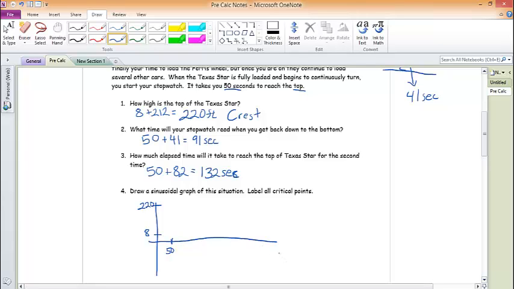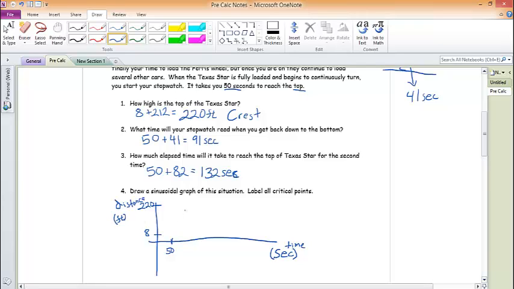Look at me, I need to label my axes. We're going to call the horizontal or the x-axis time, measured in seconds. And our vertical axis, or our y-axis, I'm just going to call distance, and we measured this in feet.